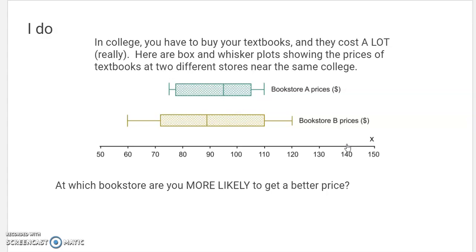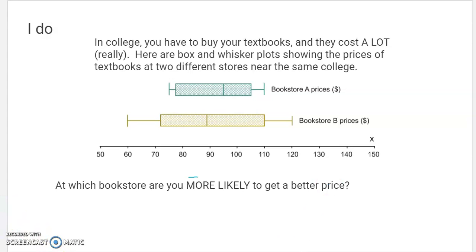So take a look at this one. In college, you have to buy your textbooks. Yes, really. And they cost a lot. Also, really. Oh, that's true. So here are the box and whisker plots showing the prices of textbooks at two different stores near the same college. Check it out. At which bookstore are you more likely to get a better price? That's what we're going to answer.